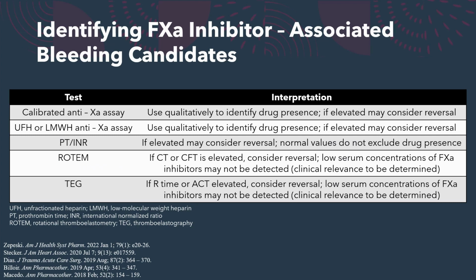So we know that one of the benefits of utilizing factor 10A inhibitors is that they do not require routine monitoring. However, if a patient presents with a major bleed and it's thought that a factor 10A inhibitor may be involved, this can be a disadvantage. And one of the things we want to avoid is erroneous administration of reversal agents, given that these patients were in a prothrombotic state, and that's why they are on these oral anticoagulants to begin with. So here I have listed a few options in determining drug presence and candidacy potentially for reversal.